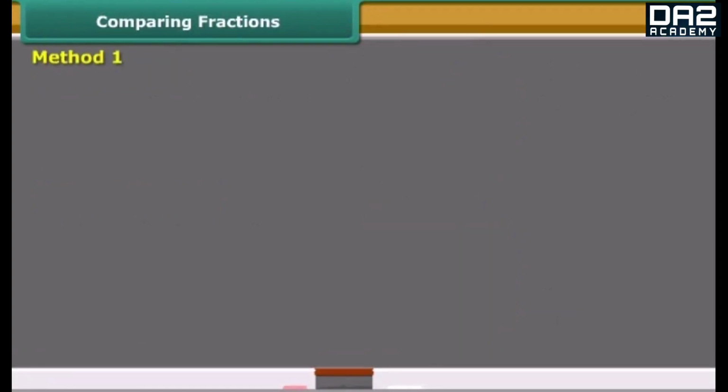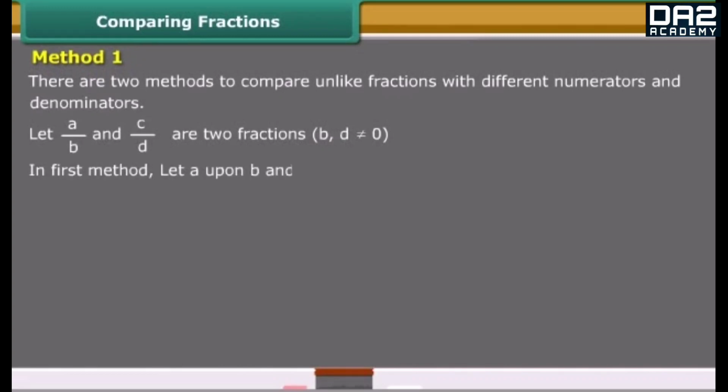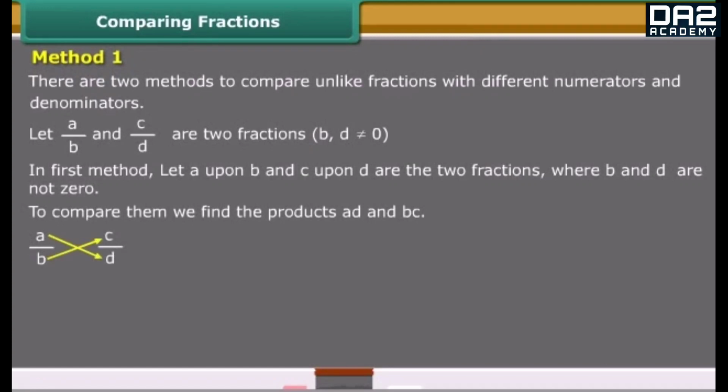Method 1. There are two methods to compare unlike fractions with different numerators and denominators. Let a upon b and c upon d be two fractions where b and d are not equal to 0. In the first method, to compare them, we find the products AD and BC.